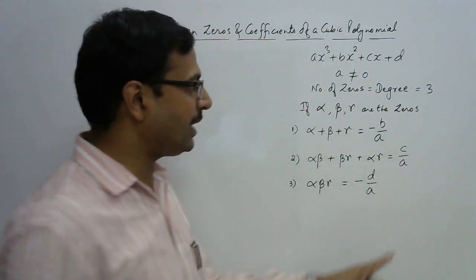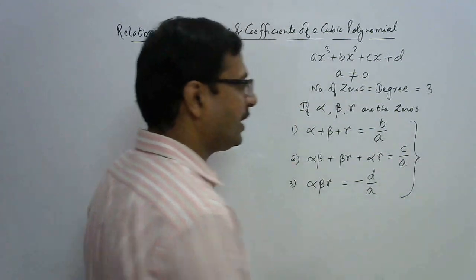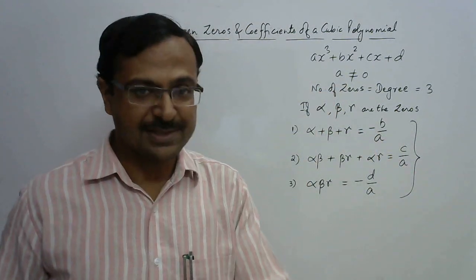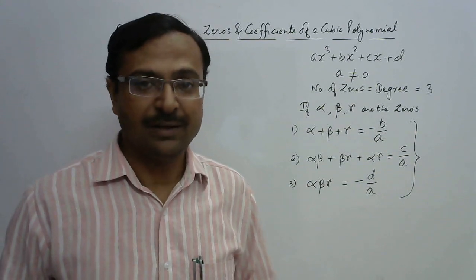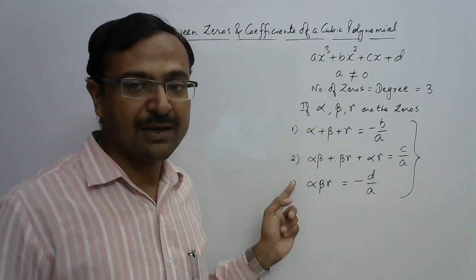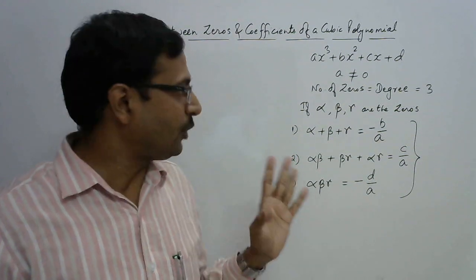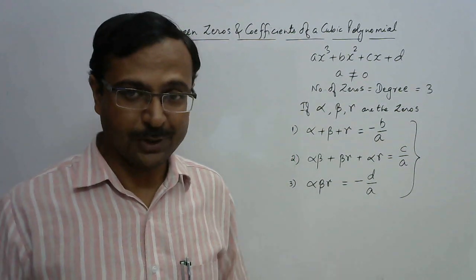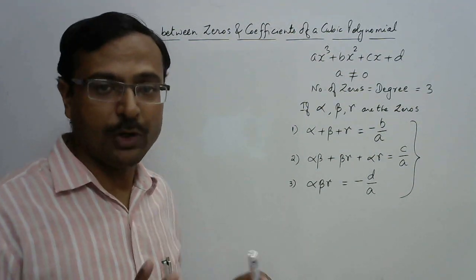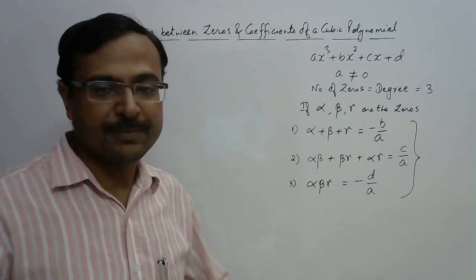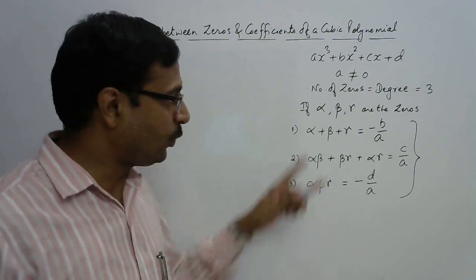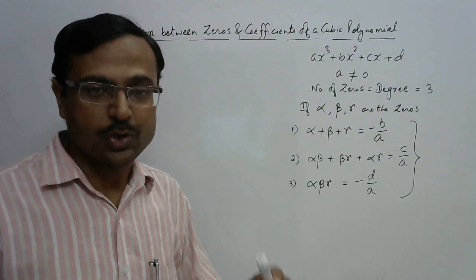So in all the 3 relationships, you find that the denominator is a, that is the coefficient of x cube, and the sign will be negative for the first relationship, positive for the second, and again negative for the third relationship. Now this is the relation between the zeros and coefficients of a cubic polynomial. Now what kind of problems we get in exams? Let us solve 1 or 2 problems and how we can use these relationships to solve those problems.